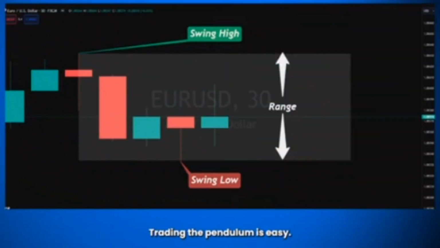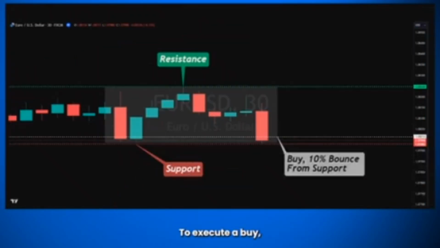Trading the pendulum is easy. First, we identify our support and resistance levels. Support is a swing low and resistance is a swing high. Our range is the distance between support and resistance. To execute a buy, we go long 10% above a bounce from support. As you can see, we buy in after a failed bearish breakout.